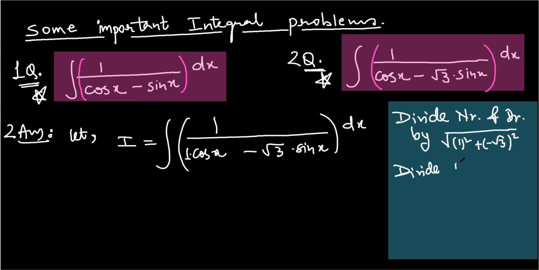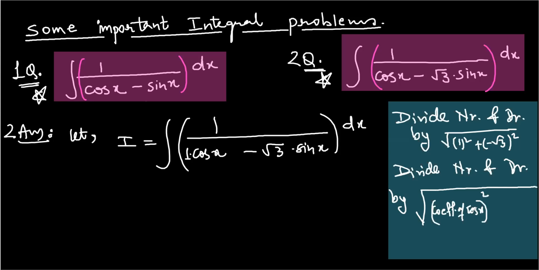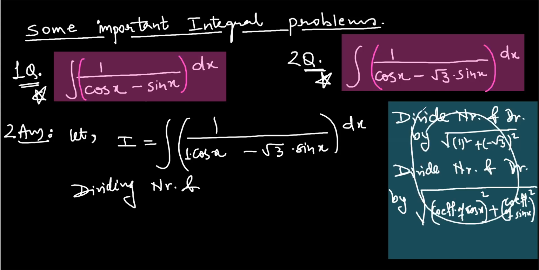What is the step here? Divide numerator and denominator by square root of coefficient of cos x square plus coefficient of sin x square. This is what I have to do. Okay, so here I write what? Dividing numerator. This is for the reference which I have put here.